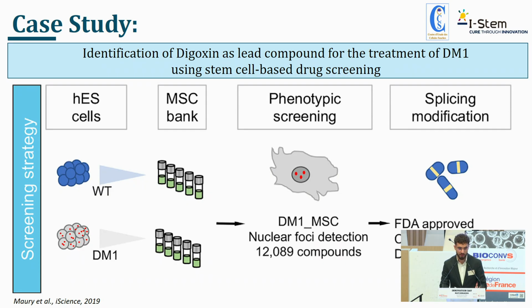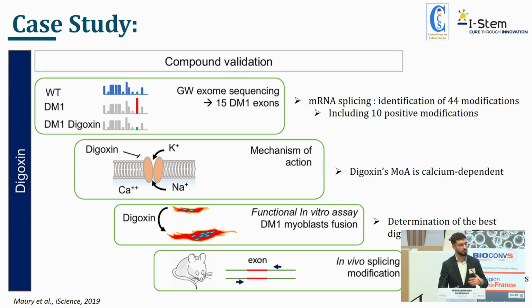It was the identification of digoxin as a lead compound for the treatment of DM1 using stem cell-based drug screening. In that case, we used human embryonic stem cells to make a mesodermal stem cell bank. That's the first package. Then we did mechanistic analysis, and one of the results was the readout that we would use for the screening: the number of nuclear foci and also the size of those foci. Then we were able to screen over 12,000 compounds, and we ended with one lead compound, digoxin. Once we had digoxin as a lead compound, we could do the compound validation.